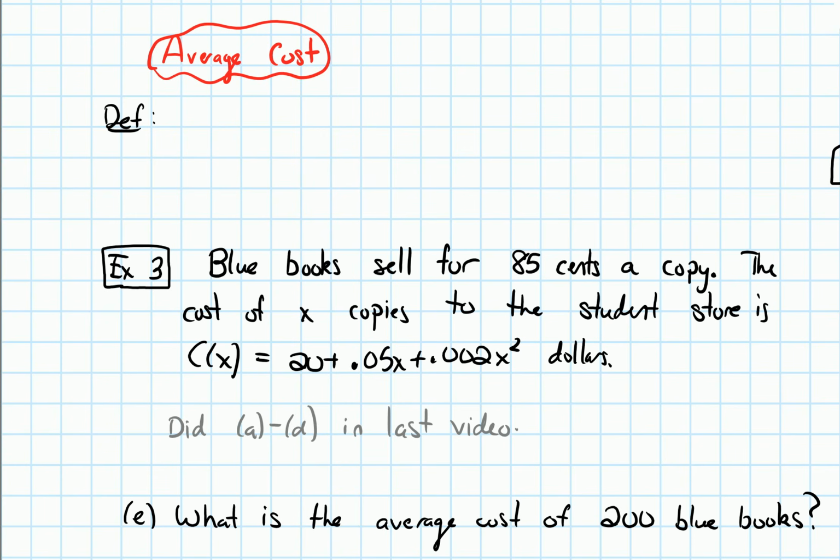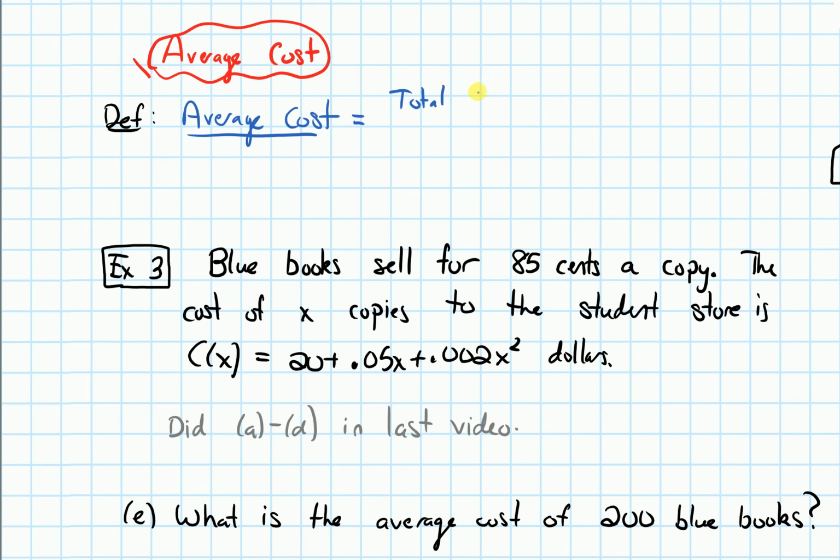In this video, we will talk about average cost. So let's begin by defining what it is. Average cost is equal to the total cost divided by the number of items.